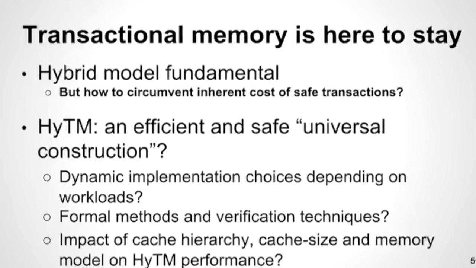There is hardware support in today's Intel chipsets. There's hardware support in today's IBM chipsets. And of course, we know that we are always going to be limited by the size of your cache line, which means that you're always going to expect the code to be re-executed in software. So the hybrid model is fundamental. But of course, writing safe transactions in the hybrid model comes with these huge inherent limitations. The big question for us is how to circumvent these inherent costs.